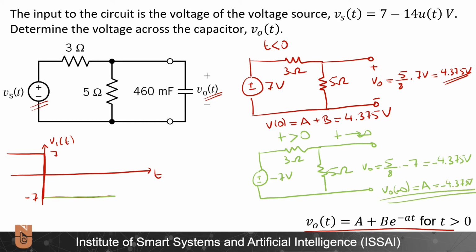If A is this, and the equation for A plus B is this, I can calculate B as 8.75 volts. Now I have A and B. I need to find small a.